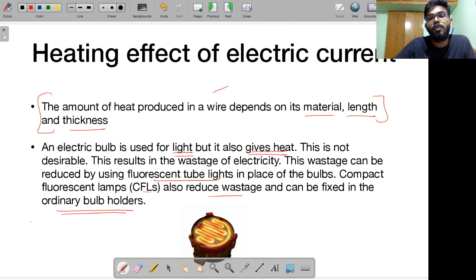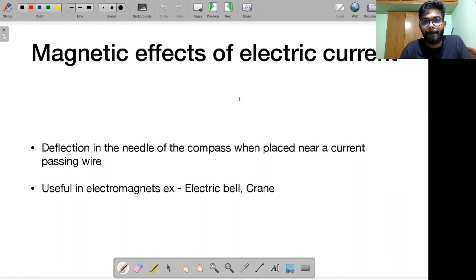Electricity that is supposed to be used for lighting is also being used for heating. Right? We don't want the light bulb to heat. Why? Because it is wasting electricity for us. This is the heating effect of electric current. Okay, if you touch a bulb, you will be able to see this particular phenomenon happening.